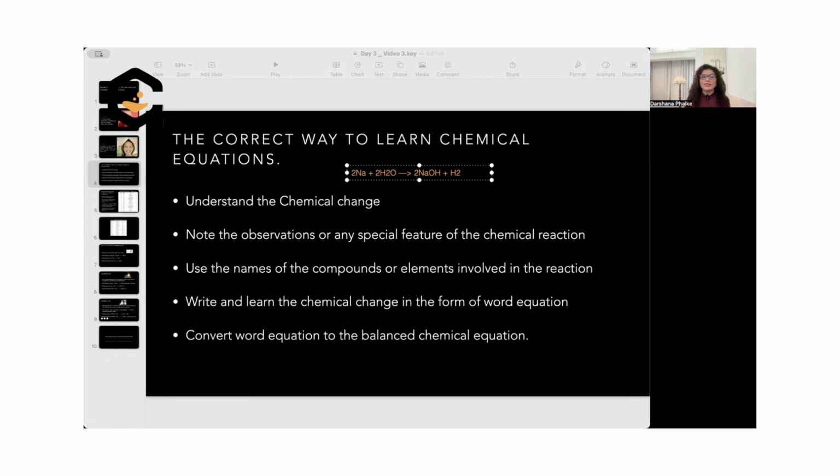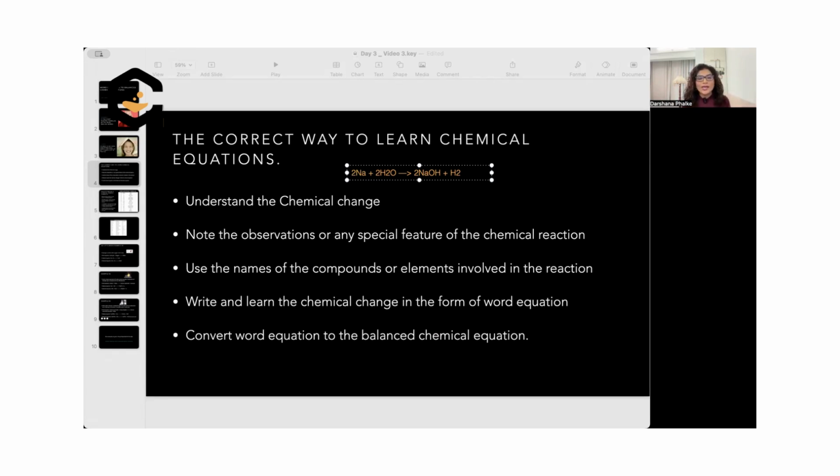I say that understand the chemical change. Understand, oh, sodium is added to water. Even if you don't know the observation, sodium is added to water. When sodium is added to water, you are getting sodium hydroxide and there is hydrogen gas which is released. You'll try to visualize it. You will try to read the reaction around it and you are now set.